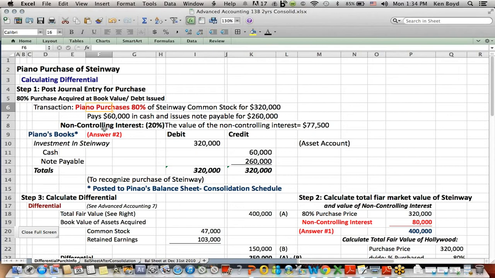So if Piano, the parent, is buying 80%, there must be a non-controlling interest that is buying the other 20%. And we're going to come up with the value of that other 20% interest here in a minute.